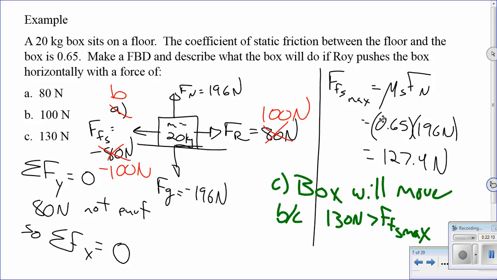Cool? I shouldn't have pulled out chemistry because I haven't done chemistry in a good many years, so I hope I didn't just mess that up. All right, are we good? Okay, cool.